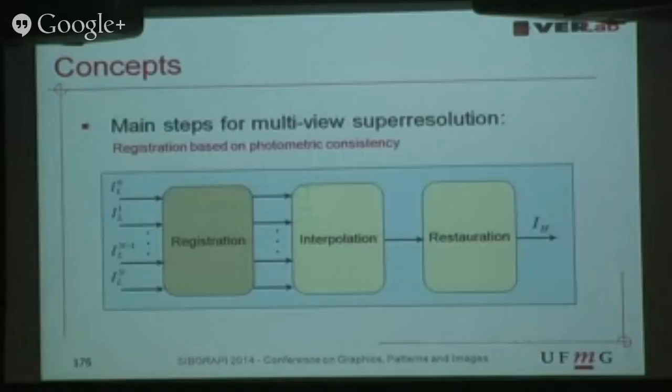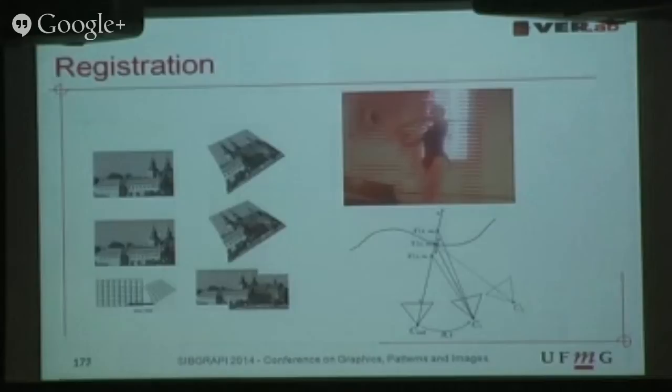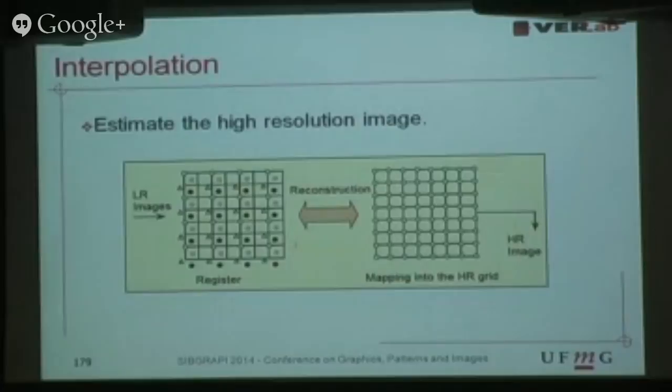Okay, registration is performed. We don't do it, right? We borrow this from the guys from Technische Universität München. They have a very nice registration software, which is based on photometric consistency. But the idea is basically that you receive several images, right, and you have to combine them, to align them, so they are properly set in the same reference frame.